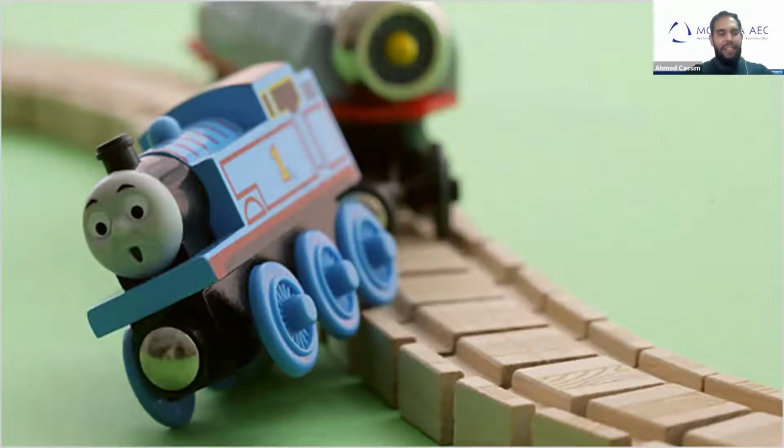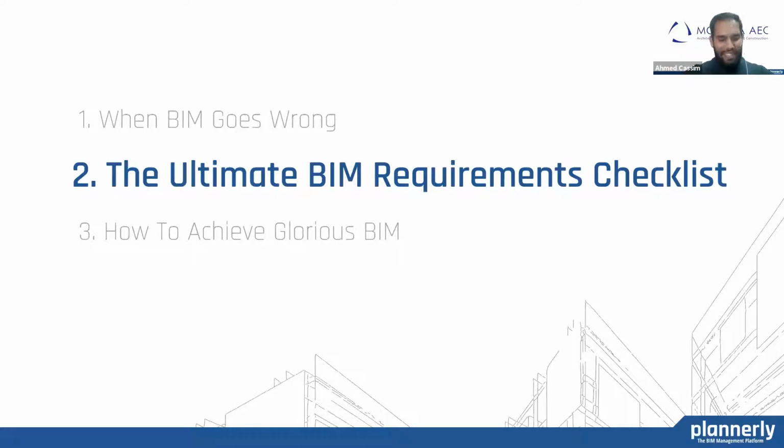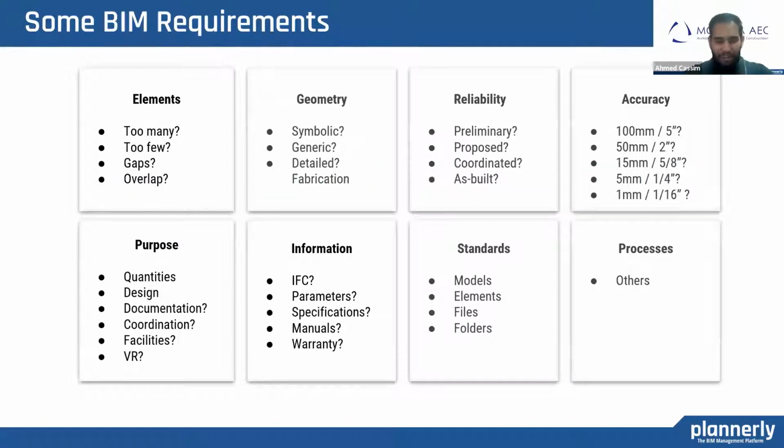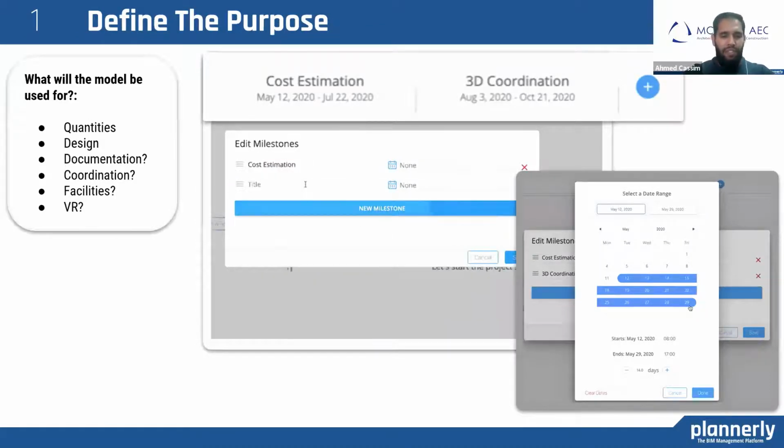So what is the ultimate BIM requirements checklist? There's a lot of requirements, and these are just some of the categories of BIM requirements, whether it be for elements, geometry, reliability, accuracy, purpose, information standards, etc. And all the questions that are related to them: too many, too few, gaps, overlap, is it symbolic, is it generic, etc.